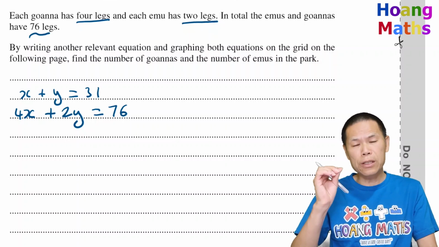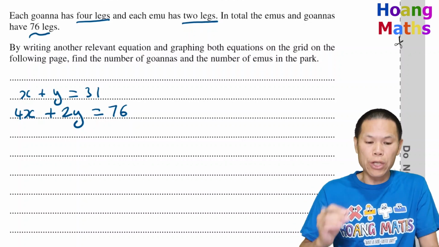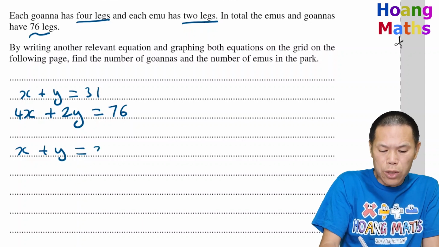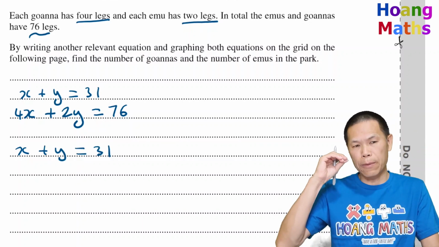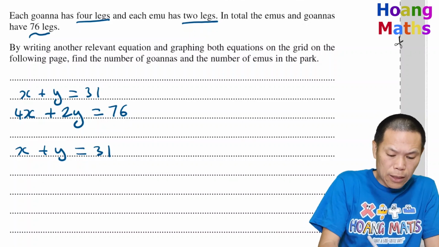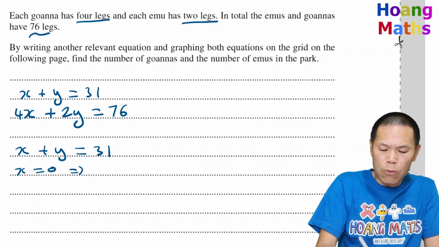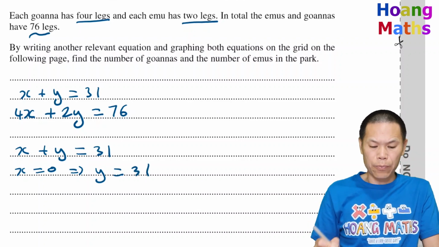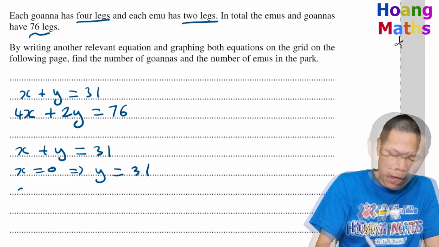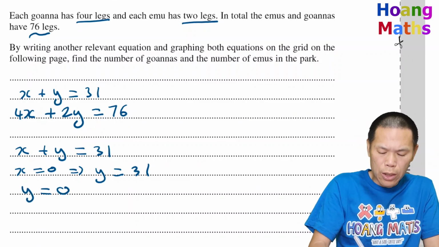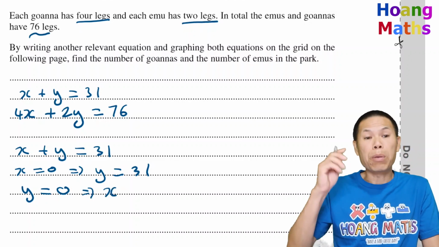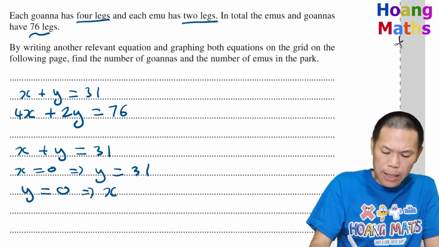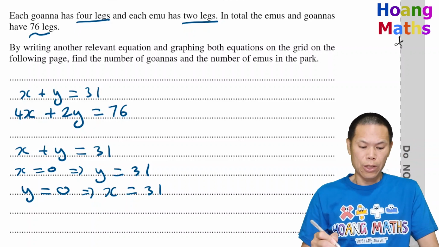To get this, first of all, we need to find 2 points for each equation. Let's say we have this equation here, x plus y equals 31. We need 2 points so we can sketch the graph. When x is equal to 0, this means 0 plus y equals 31, so y is 31. Okay, so we have 1 point. And when y is equal to 0, this means x plus 0 is equal to 31, so x is 31. So we have 2 points.